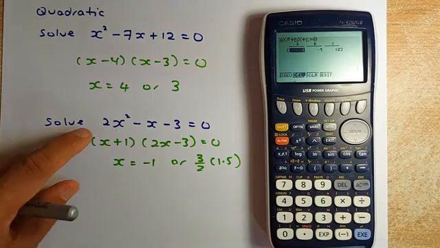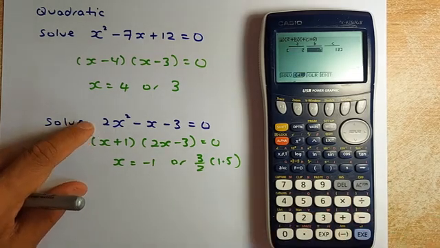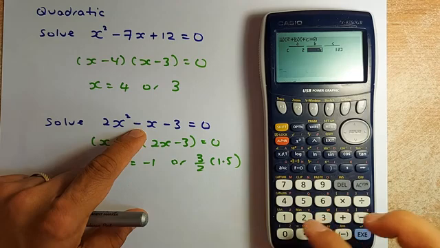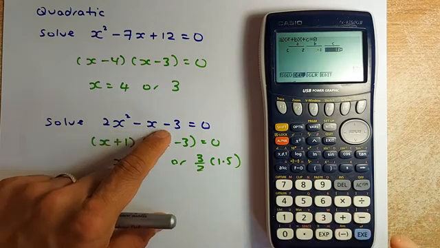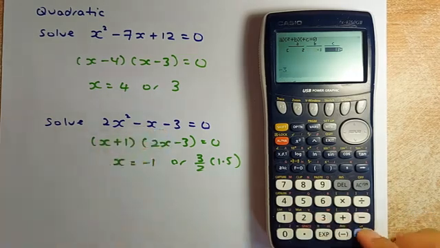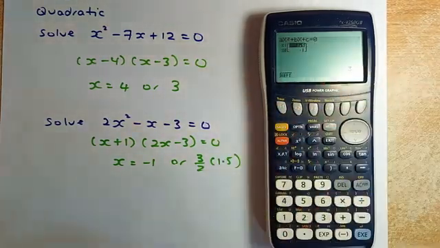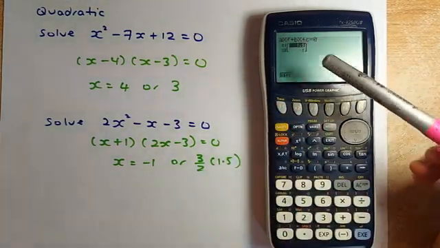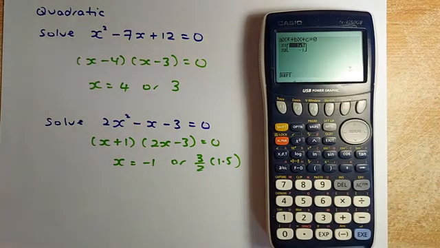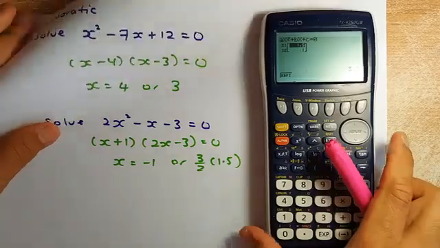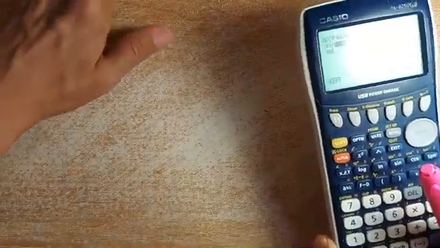So the first thing you do, you're going to put 2, execute. The next number must be -1. Don't forget there's a -1. And the last number is -3. Execute. And the last thing you do, you press the solve button. And the answer, as you can see, is 1.5 and -1. And that's what we got. -1 and 1.5. Great?